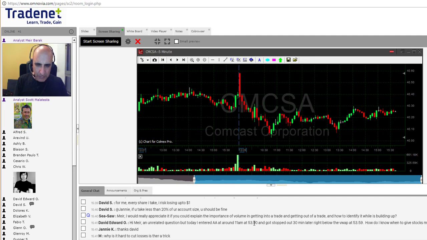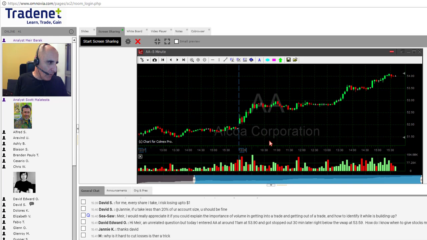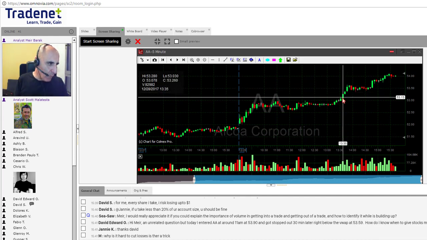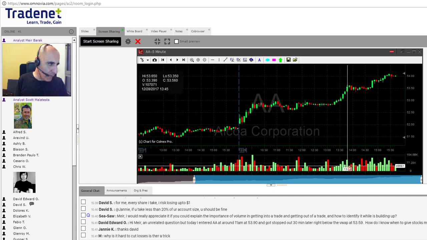If I could explain the importance of volume in getting into a trade and getting out of a trade, and how to identify it while building up. Well, volume is very, very important. Let's go back to, I don't know, AA. First, look at this consolidation here. And then look at the breakout. Now you see that the breakout happened, although that was lunchtime, with quite an increased number of shares. So that was an increase in volume.